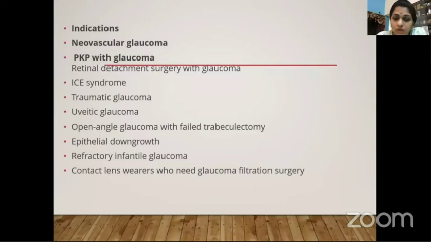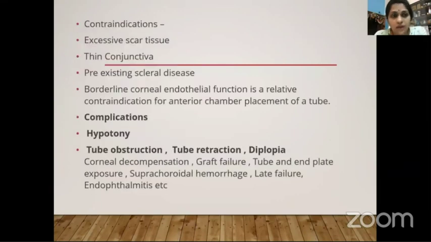Indications for these AGVs are neovascular glaucoma, PKP with glaucoma, as I said, RD glaucoma, eye syndromes, traumatic and uveitic glaucoma, open angle glaucoma that failed trabeculectomy where you can't do a repeat trab, epithelial downgrowth, refractory infantile glaucoma, and contact lens wearers. Contraindications are excessive scar tissue in the eye, which makes it difficult, a very thin conjunctiva, pre-existing diseases like SLE or other collagen vascular diseases, and borderline nerve function. Complications are hypotony, which is the most common, tube obstruction, tube retraction, endophthalmitis, corneal decompensation, graft failure, and others.